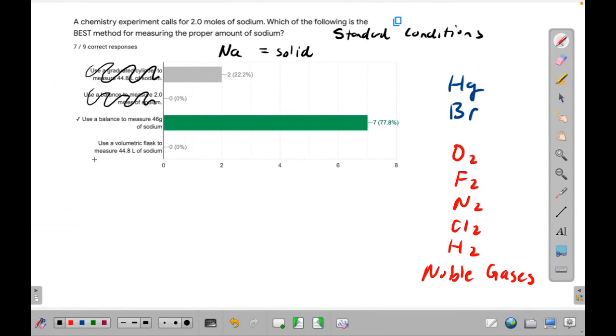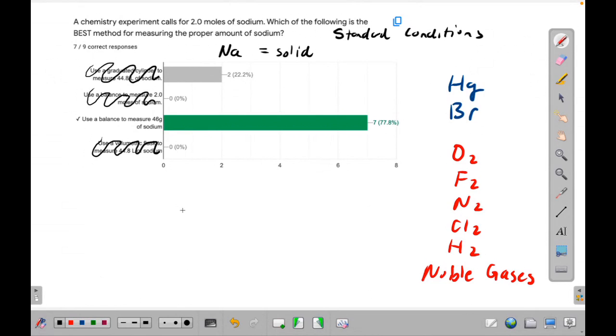And this one says a volumetric flask to measure the liters. Oh, I don't want to measure volume. That's not the best method right here, especially because it's a solid. I can't make these assumptions that it takes up a certain amount of space. I don't have any density data, so volume's not really going to be helpful to me. So this does only leave one answer choice left. But if you don't like elimination as your explanation, let's look at the actual answer.